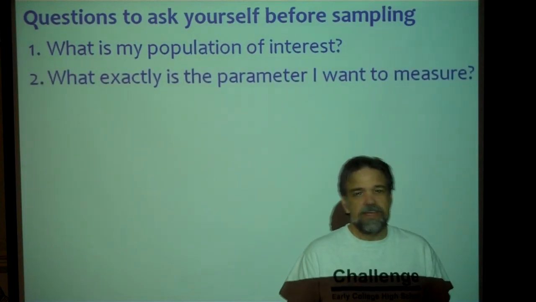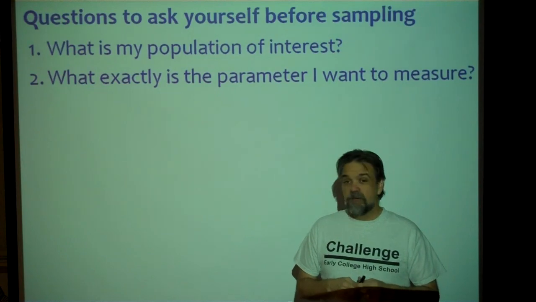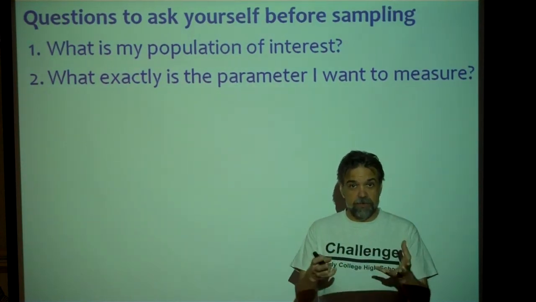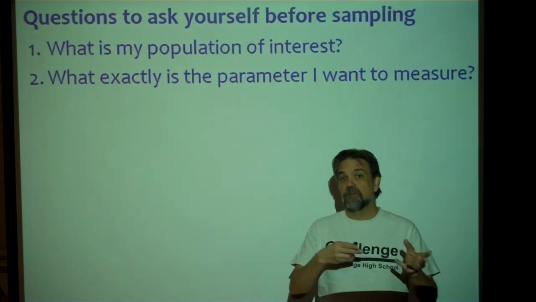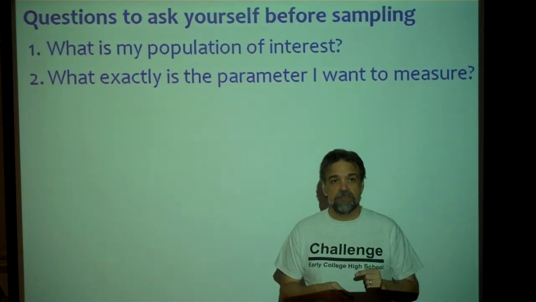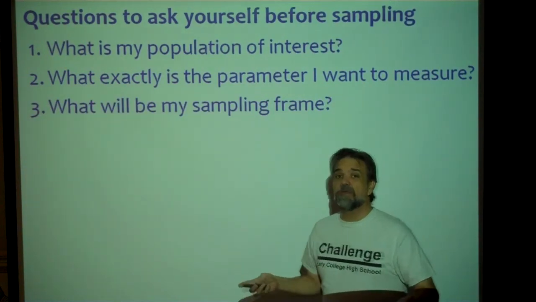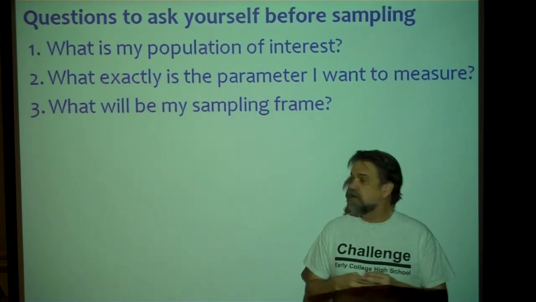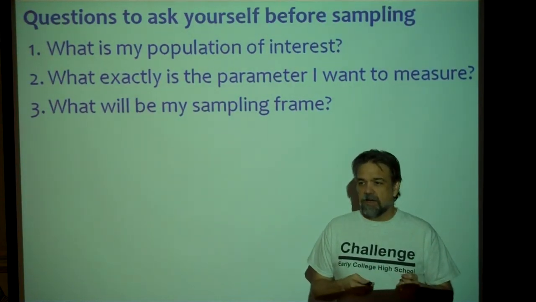And then after that, exactly what parameter do you want to measure? Are you measuring their answer to this one particular question? Are you measuring the answer to, are you going to vote like this in the future? Exactly what parameter is it that you're trying to measure? Then, what's going to be my sampling frame? And as we saw with undercoverage, this can be very, very tricky. How am I going to get my people? All right?